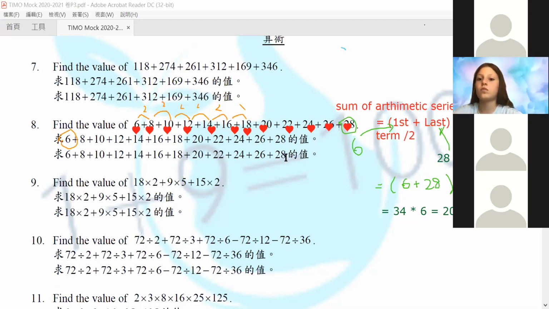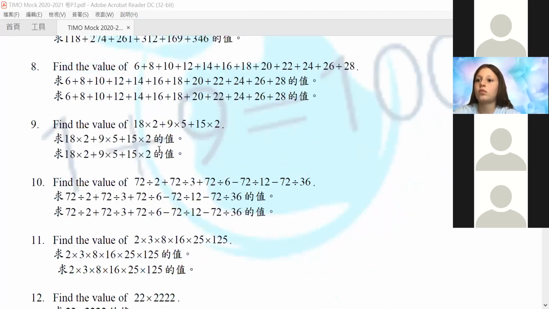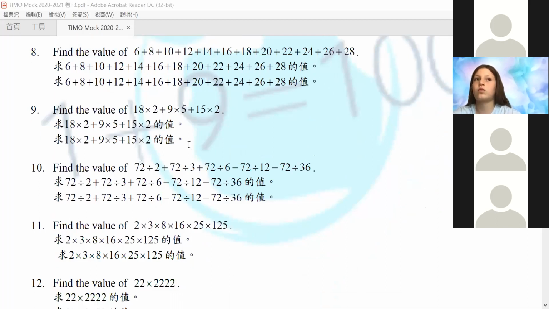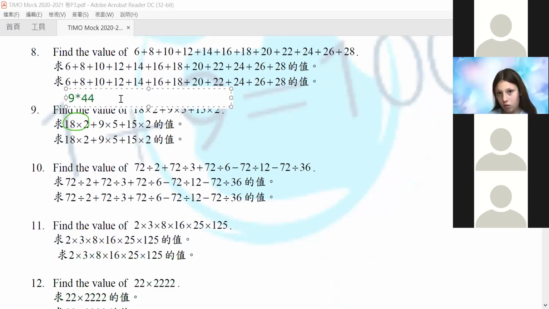Now, if it is okay, then we go to the next question. The next question, find the value of this. Actually, in this question, there is no simple way to do this. Well, you can sort of simplify it by writing it as 9 times 4. Then you can combine the 9 with the second term of 9, drawing all the 9 together, and make it 9 times 9 plus 13, and then you will get the answer is equal to 111.